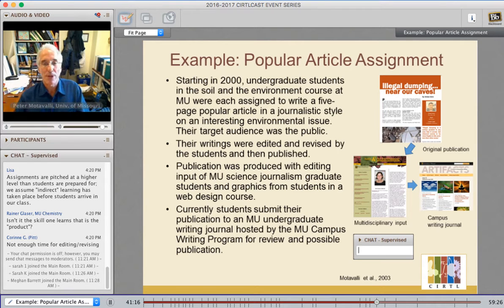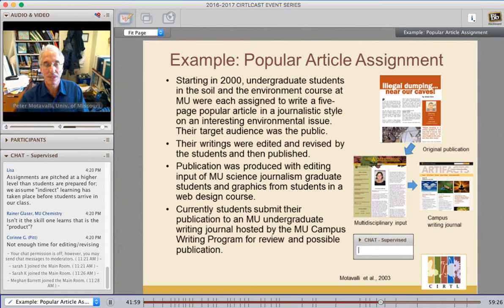The campus writing program started an undergraduate writing journal called Artifacts, and they take student submissions and go through a process of editing and feedback to the students. My students who are interested in doing this will submit to Artifacts. And I must say that many of my students have won.